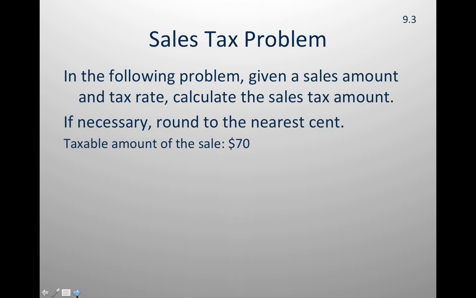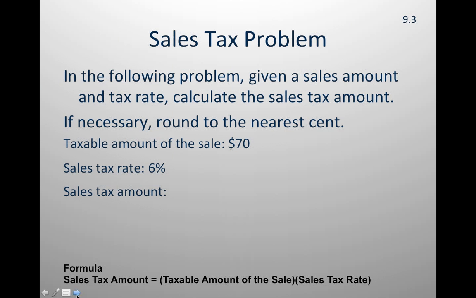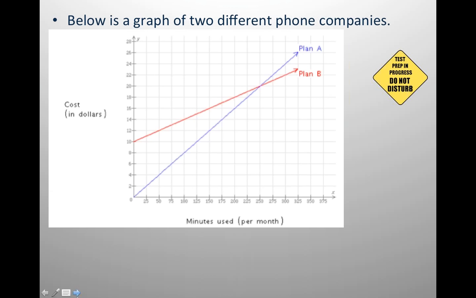Okay, so here's another problem. It says the taxable amount of sales is $70 and the rate is 6%. Find the sales tax amount. It's going to be the same way. You take the $70 and multiply by 6%. That'll give you $4.20 for the taxes.